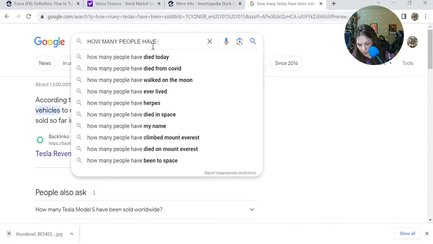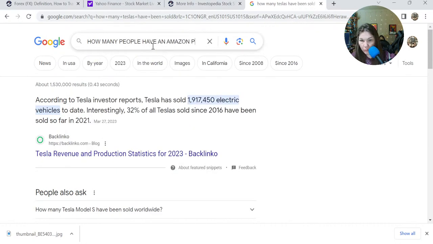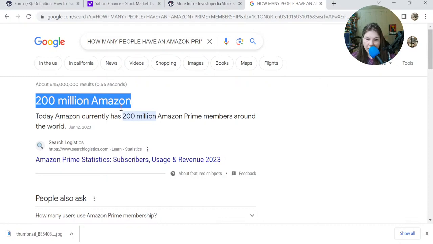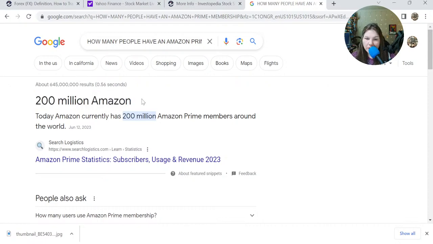How many people have an Amazon Prime membership? 200 million Amazon Prime memberships around the world. So I don't understand why, if 200 million people purchase from Amazon, that's just the Prime members, guys. I know people right now that buy stuff off my Amazon Prime so they could get free shipping. So how many people use Amazon and don't have a Prime member? Probably another 200 million people. So we're going to say Amazon has 200 million people that use it, and Tesla sold 1.9 million cars. That's so far from their customers. I don't get it.